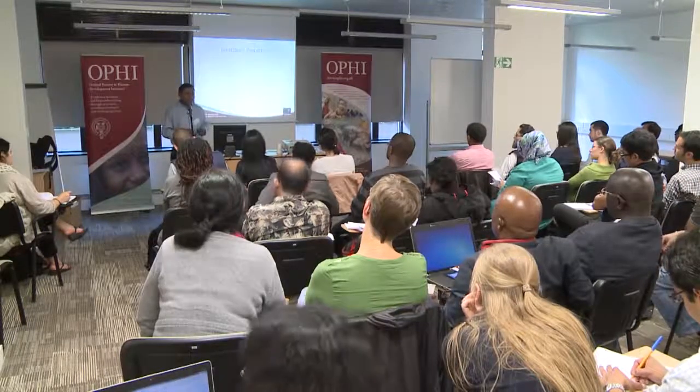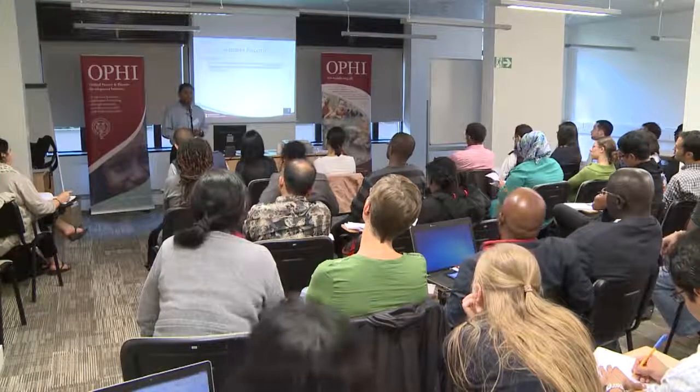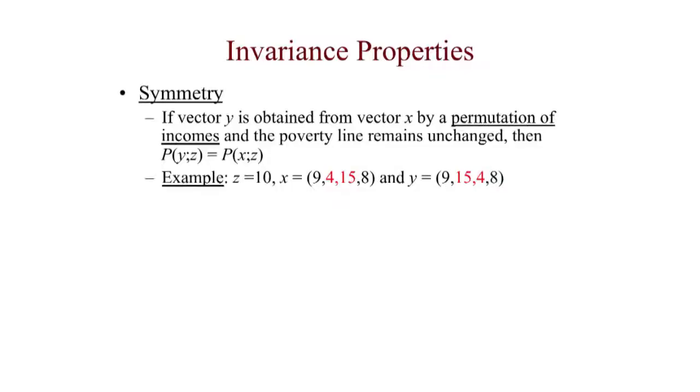So let me start with the invariance properties. The first property is called symmetry. The idea is that if a distribution is obtained from another distribution by just a permutation of incomes, I will just show you what permutation means, and the poverty line remains unchanged, then poverty should not change.